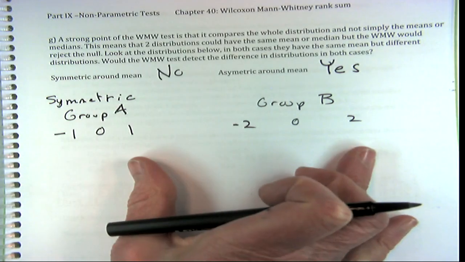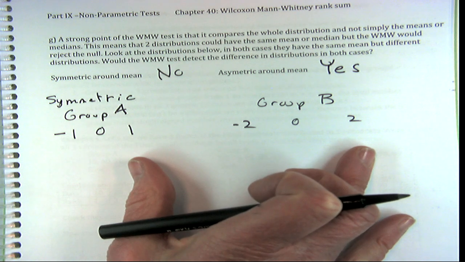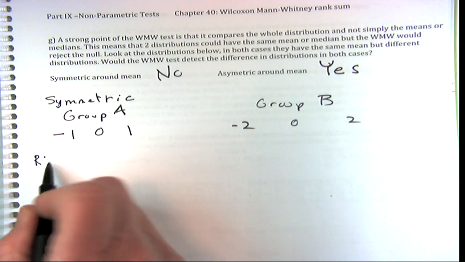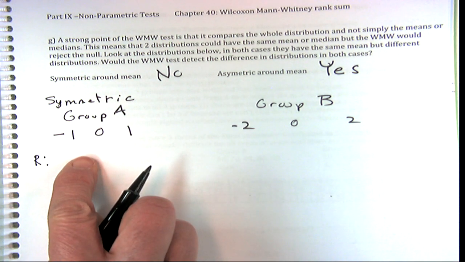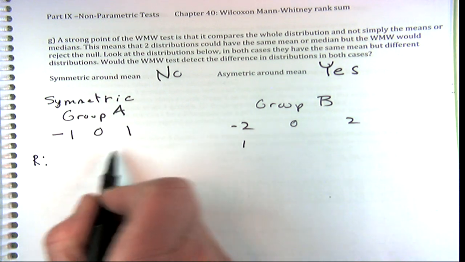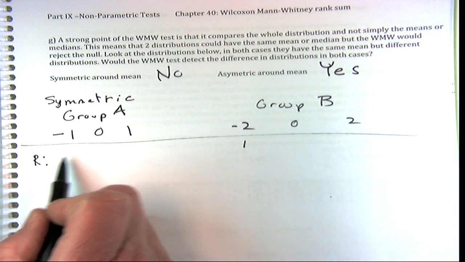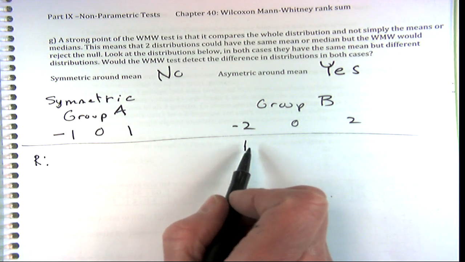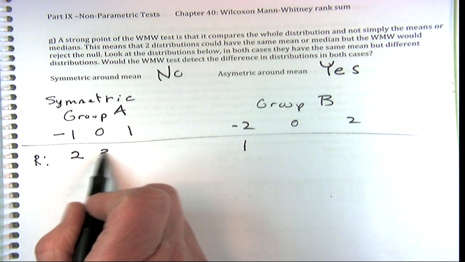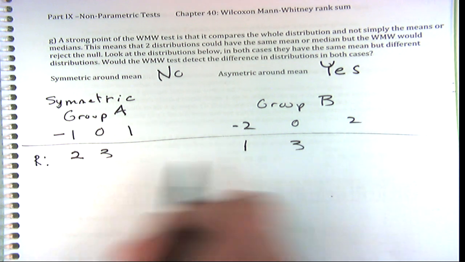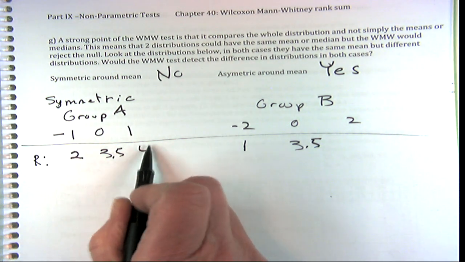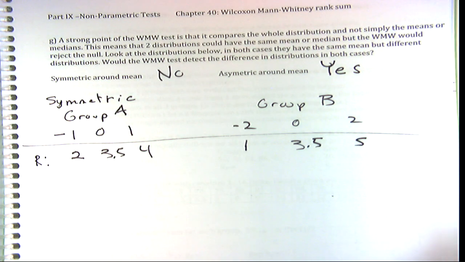All right, you can probably see that the rank for both of them is going to be the same. What's the rank for this one going to be? This is going to be what? This is a 1. Those are the numbers. Here's the ranks. This is a 1. This is a 2. This is a 3, that's a 3, so they're both going to be 3.5. This is the next one, 4 and 5.